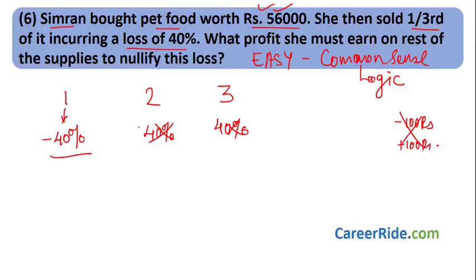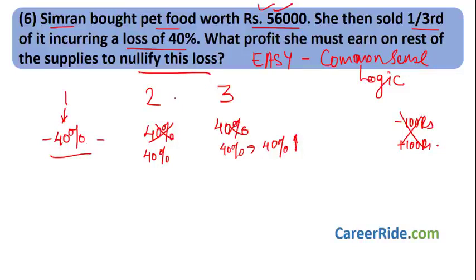Why? Because what will happen here in the first, in the 1/3 part, in the first part she gets a 40% loss. In the second part, if she takes a 40% profit, then it gets nullified over here only. And if the third part is again sold at 40%, she'll have a 40% profit. But we don't want any profit or anything like that. We just want no profit, no loss, and we want to nullify this loss. So what to do in such cases?